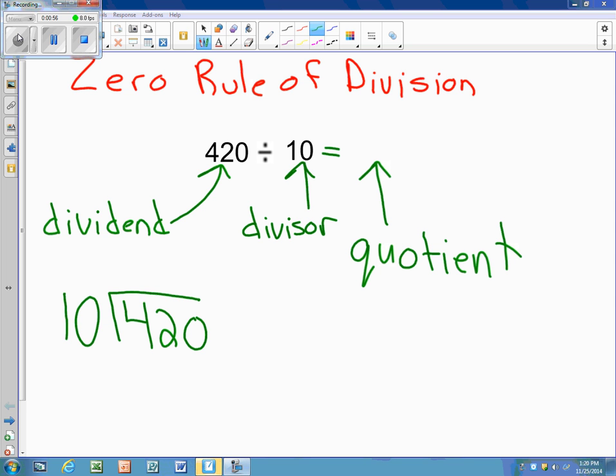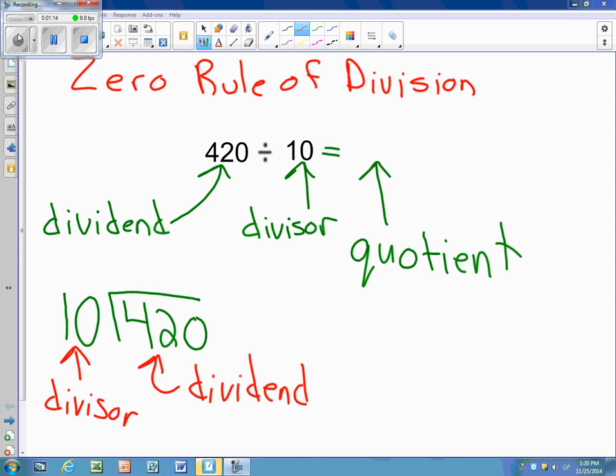So these are important things to know. The difference between the quotient, which is the answer to the division problem, the dividend, which is in the house, or it is the first number when the problem is written horizontally, and the divisor is on the outside of the house, or the second number in the division problem written horizontally. So now we're going to learn about our zero rule.